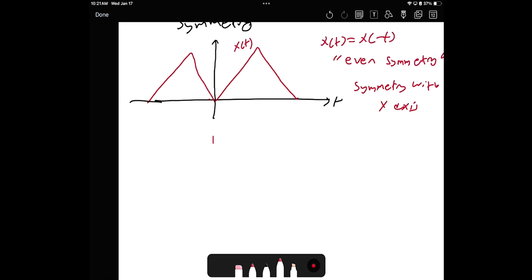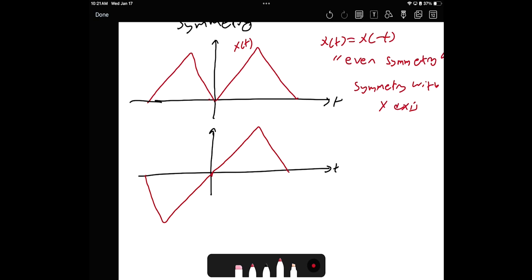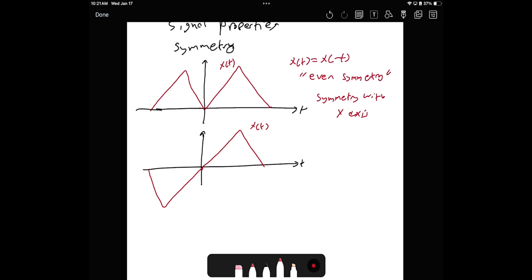Now there is another type of symmetry like this. Okay, so this is x of t. In this situation, x of t does not equal x of negative t, but it will be negative x of negative t. So what's in the left-hand side and the right-hand side are just reversed. In this situation, it's symmetric, but we will call it odd symmetry.